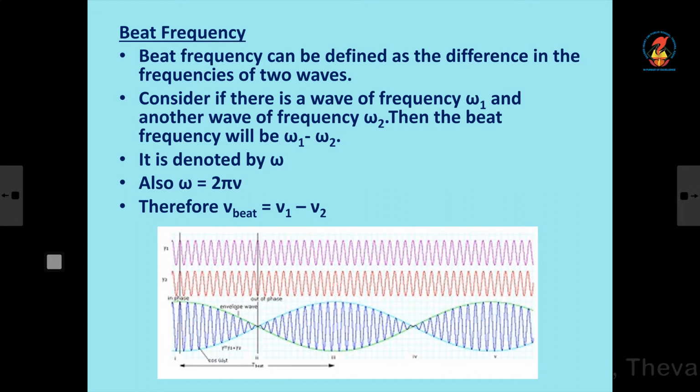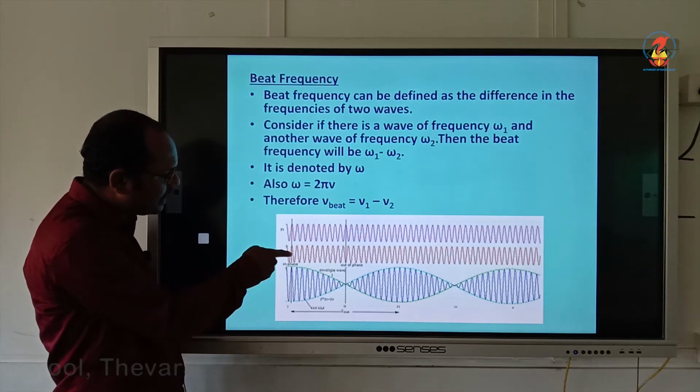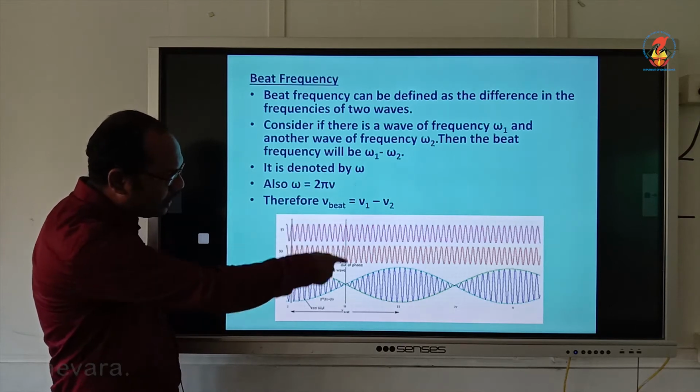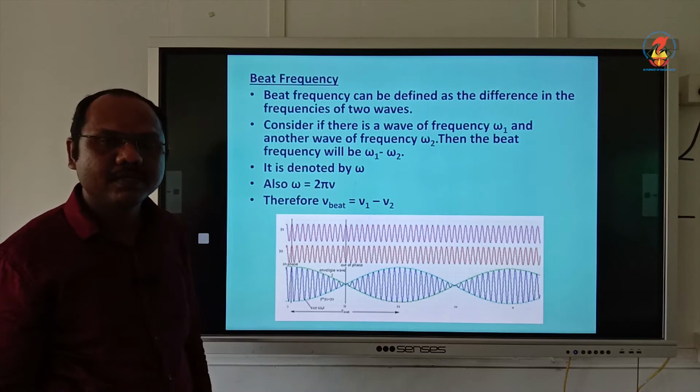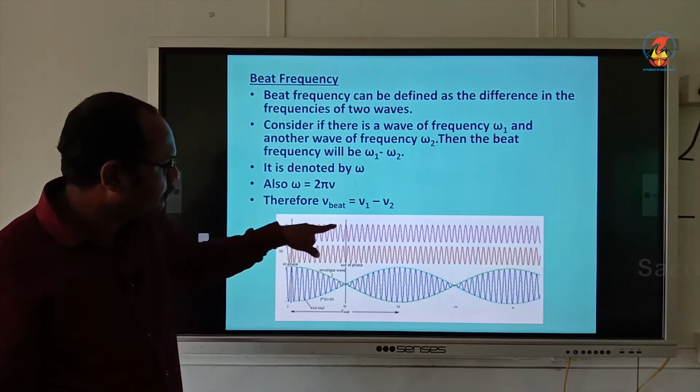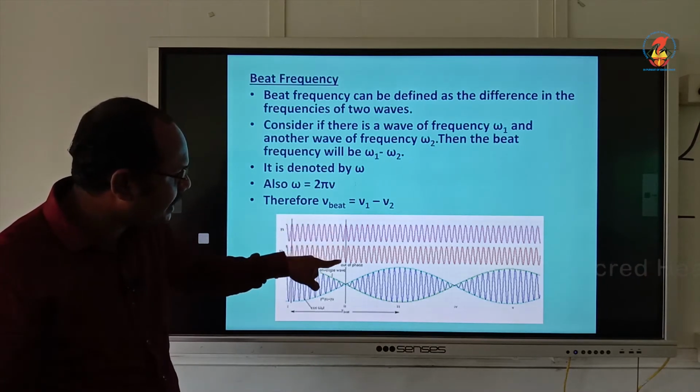See, look at this figure. One wave is passing like this. Another wave has a slightly different frequency. To show that, I have drawn two lines here. See, when I draw the first line, crest and crest are there. But at the point where I am drawing the second line, crest and trough are there. Understood? At the point where I draw the second line, crest and trough are there.